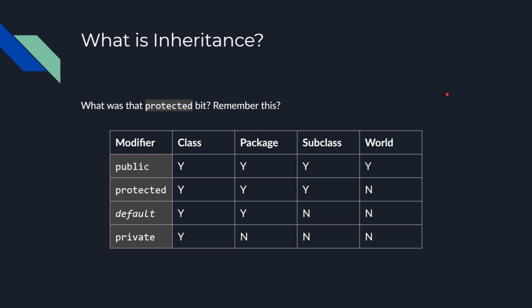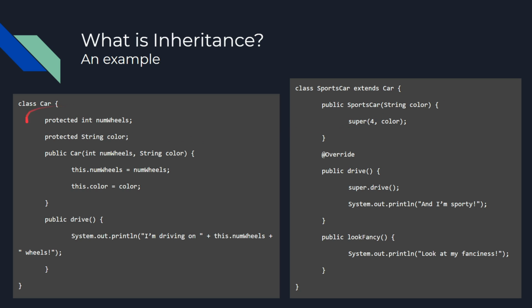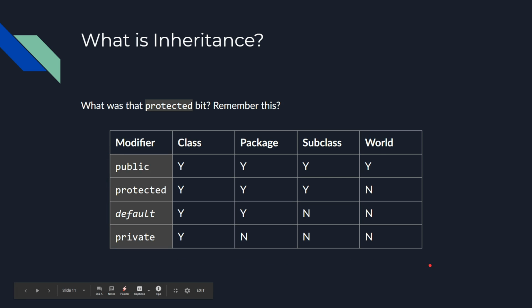And this protected right here. Previously, we learned about access modifiers, but we really only focused on public and private. But there's more. There are 4 access modifiers, right? Public means that any class anywhere can access that property or method. Private means only within the class can you access the property or method. We did not talk about protected and default.